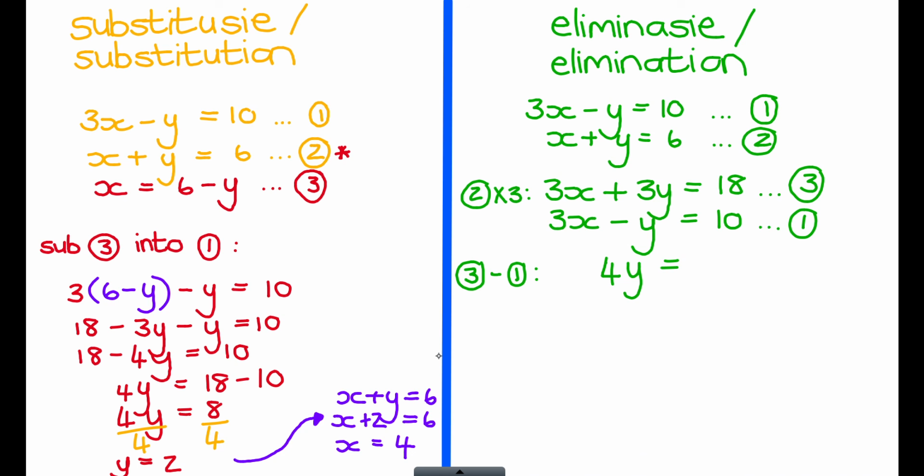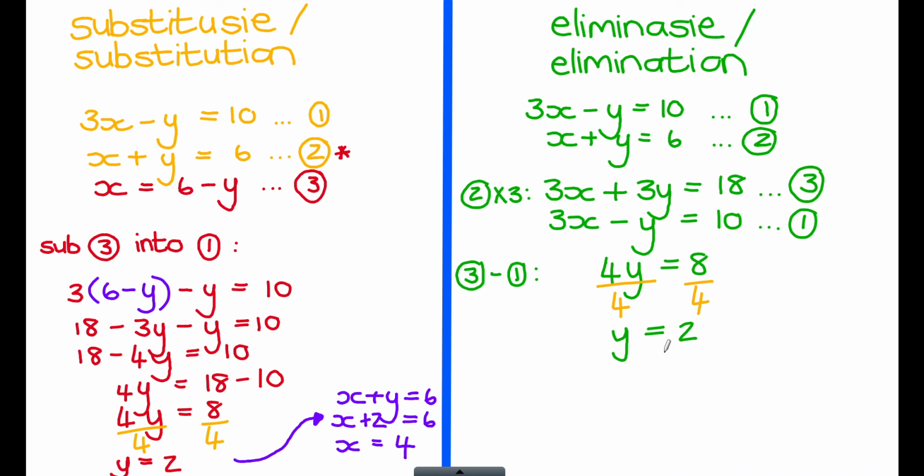Right. Now let's look at my normal numbers. Okay. 18 minus 10 is going to give me 8. And now I want to divide by 4. Want ek wil mos net hê y is gelyk aan iets. So then y is equal to 2. Sien jy? Kom op dieselfde antwoord neer, nee?